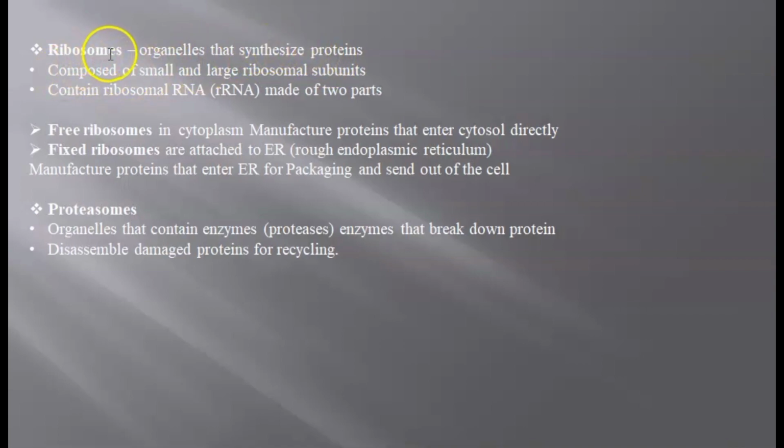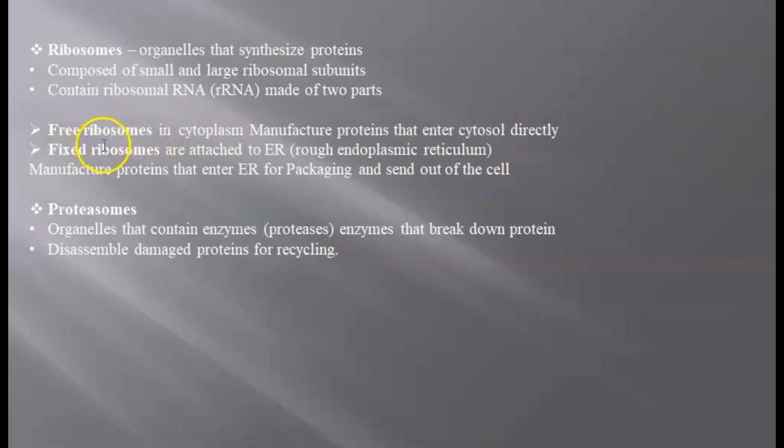These are the ribosomes. So if you are asked which part of the cell synthesizes protein, it is called the ribosomes. And the ribosomes are composed of small and large ribosomal subunits. They also contain ribosomal RNA, which is made up of two parts. One of them is the free ribosome in the cytoplasm, which is used to manufacture protein that enters the cytosol directly.